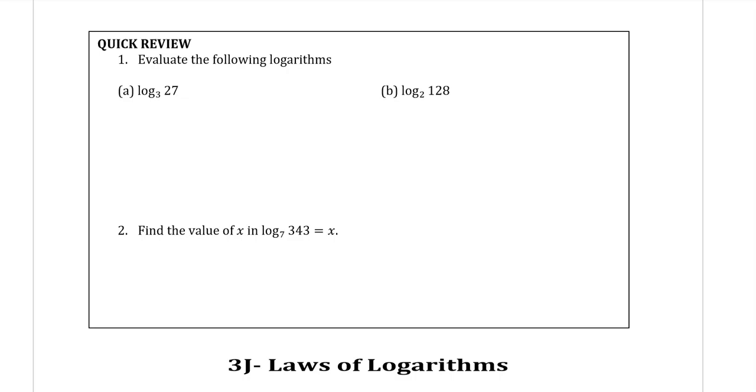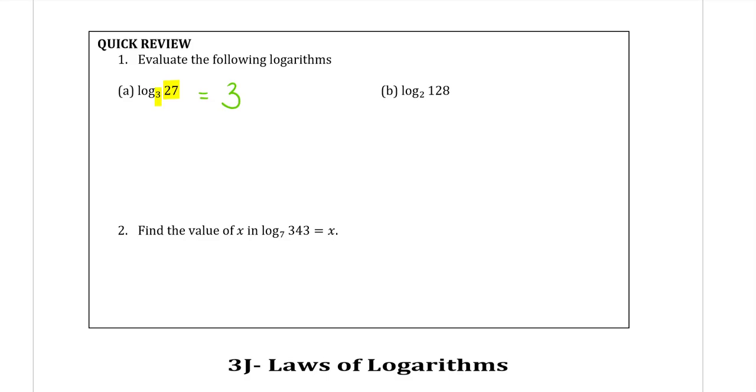If we want to evaluate log base 3 of 27, to work out what that is equal to, you can do this. Some logarithms you can calculate in your head if you ask yourself the question, 3 to the power of what gives 27? Now we know that 3 to the power of 3 equals 27, which means that the answer to this logarithm is the number 3.